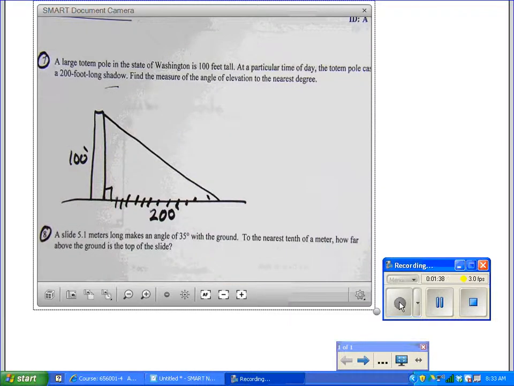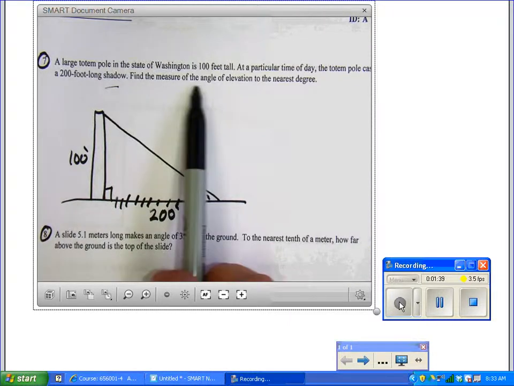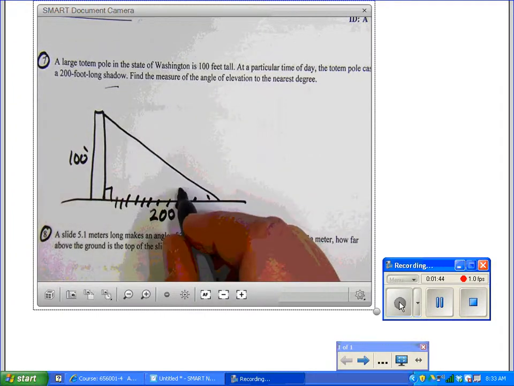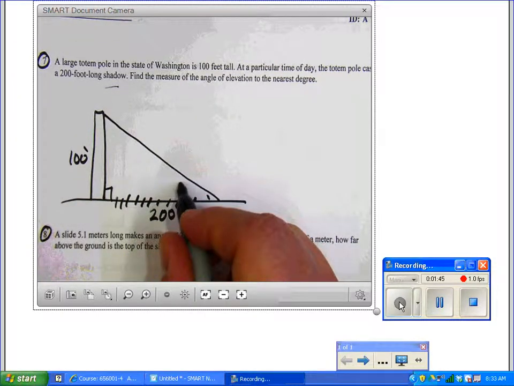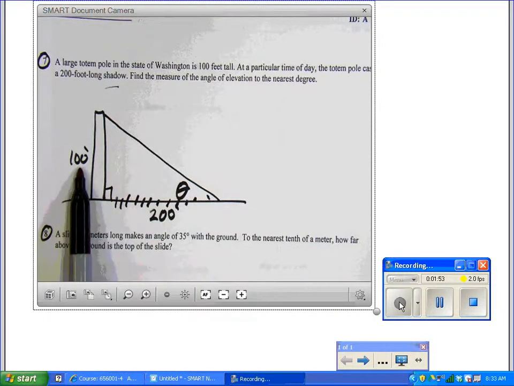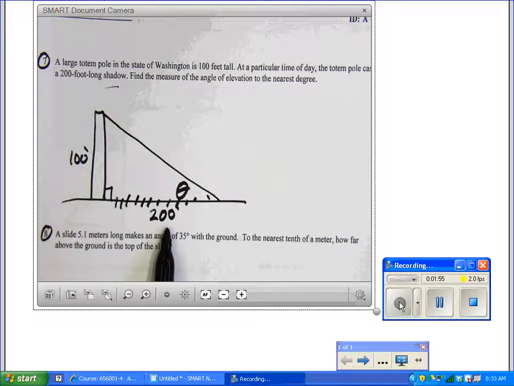Okay, now let's see what we're trying to find. It says find the measure of the angle of elevation. So the angle of elevation is always at the bottom, with the ground. So I'm going to call it theta. Now let's find this angle. From the two sides that are given here, from my angle, this is the opposite side and the adjacent side. So if I'm dealing with opposite and adjacent, that would be tangent.